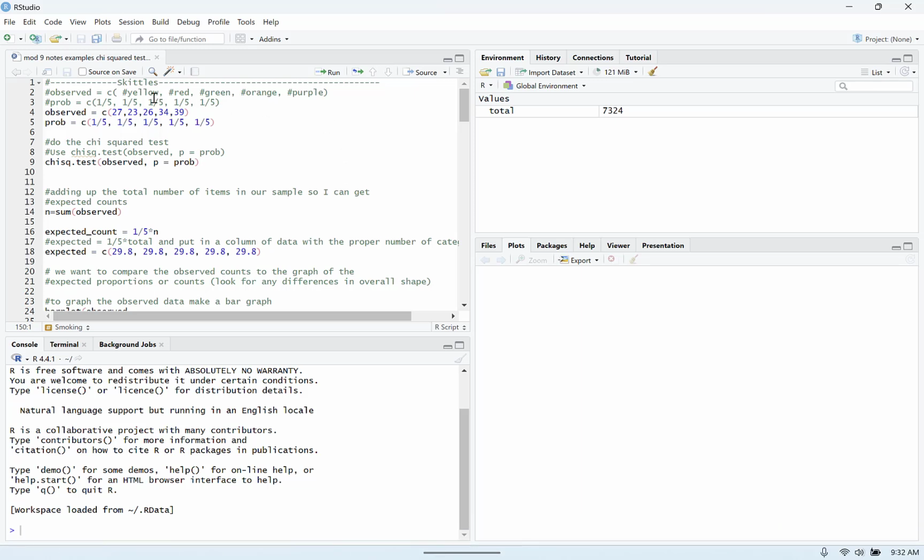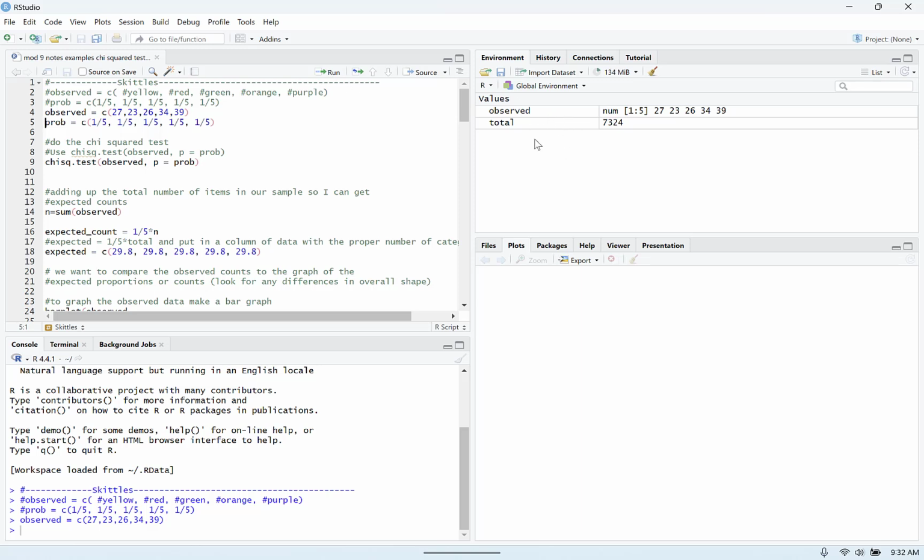So the first thing I have to do is put in my observed or sample data, and I do that in a column or vector of data. So I put in the colors in the order you saw them in the table: 27, 23, 26, 34, 39, and I run that code. It makes a variable over here on the right.